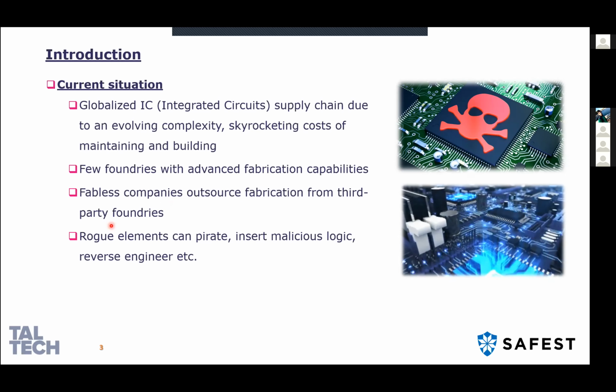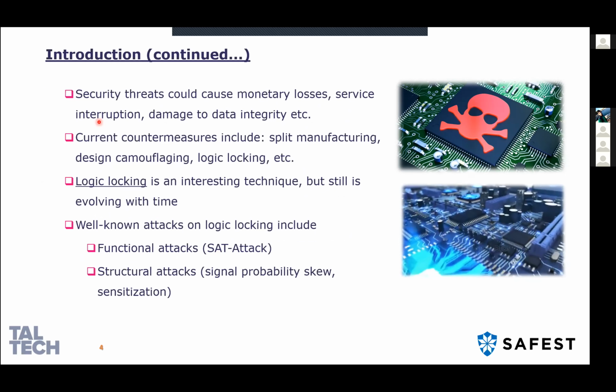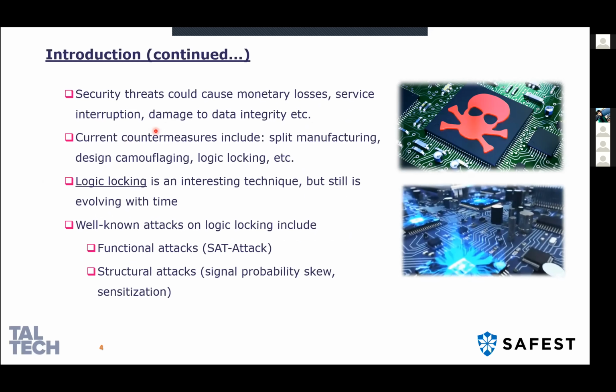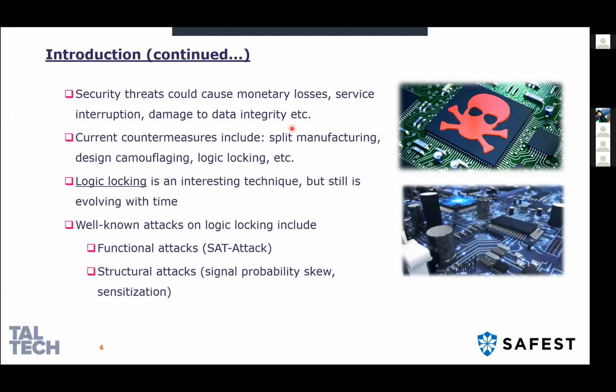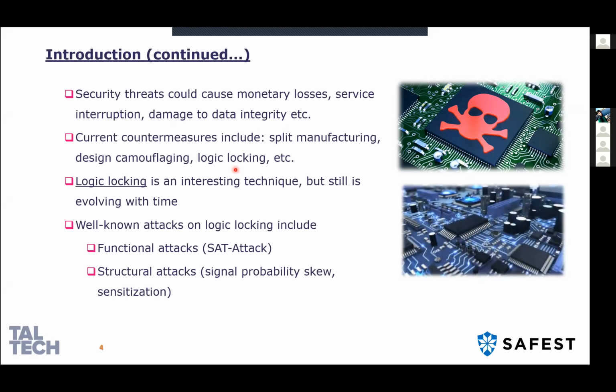The globalized IC supply chain can create different security threats. A rogue element can pirate, insert malicious logic, reverse engineer, overproduce, etc. The aforementioned security threats could cause monetary losses, service interruption, and damage to data integrity. Moreover, they can also lead the device into a hazardous state where it can cause harm to human beings.